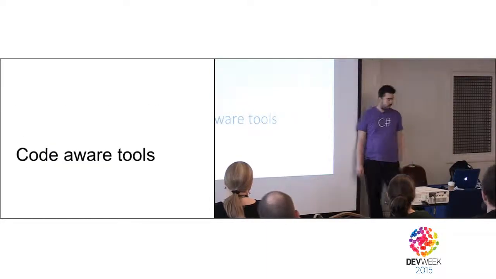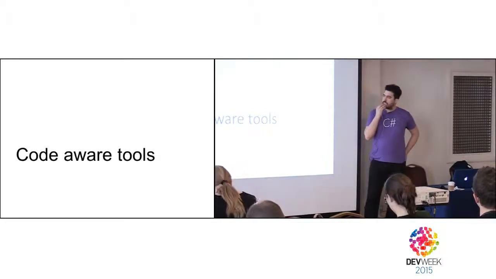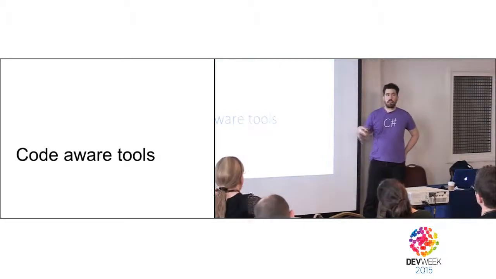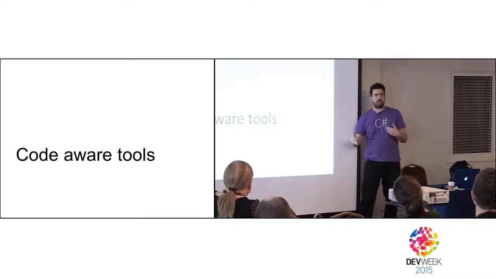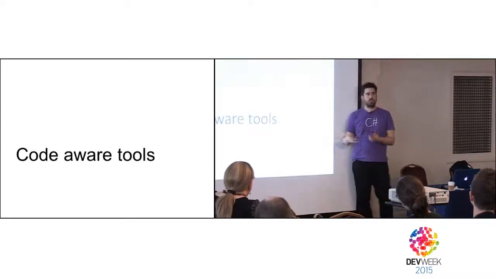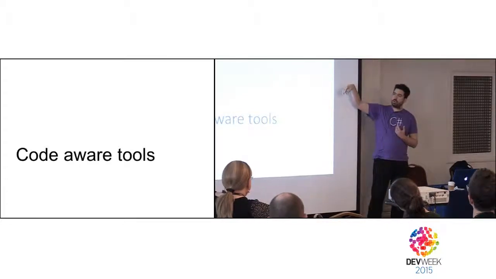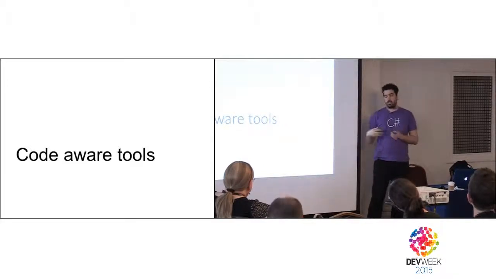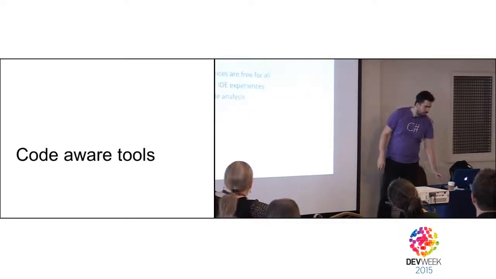Okay, so code-aware tools. This is a section that has slightly less audience, but it will affect you one way or another. Now that you have Roslyn exposed as services, you can use those services to build tools on top of it. For example, I've shown you the AvalonEdit control. If you want to syntax highlight the code, instead of writing your own parser and your own highlighter, you can actually use Roslyn. I'm going to show you a sample with that.